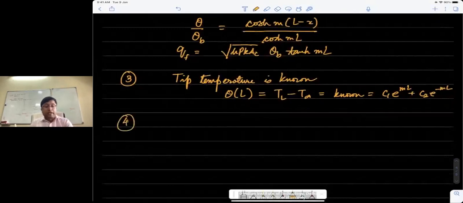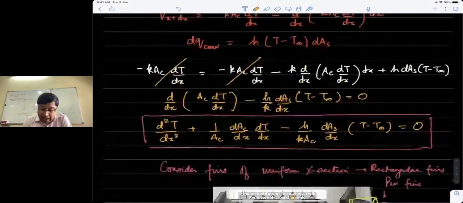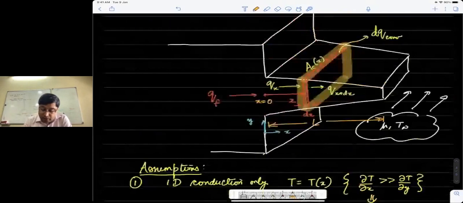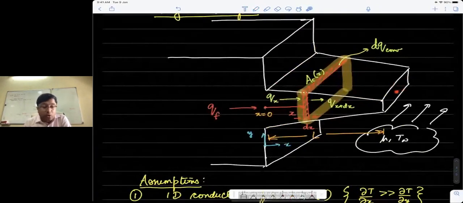The fourth is actually the most realistic. You can now imagine what we may have in the fourth one. So we looked at a long fin, we looked at an insulated tip, we also said that the temperatures are somehow known at this tip. The last thing that we are left with is that the heat transfer at this surface happens through convection. So whatever conduction flux comes in, that is taken away in the form of convection.